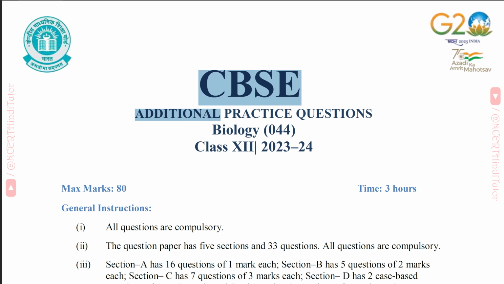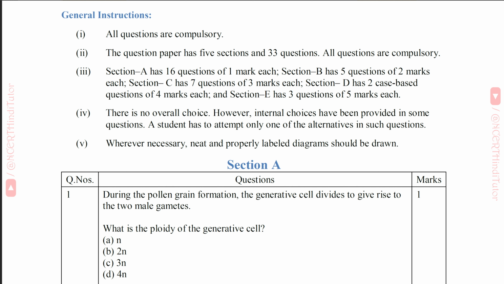CBSE Additional Practice Questions, Biology, Code 044, Class 12th, 2023-24. Maximum marks 80, time 3 hours. General instructions. All questions are compulsory. The question paper has 5 sections and 33 questions. All questions are compulsory. Section A has 16 questions of 1 mark each.